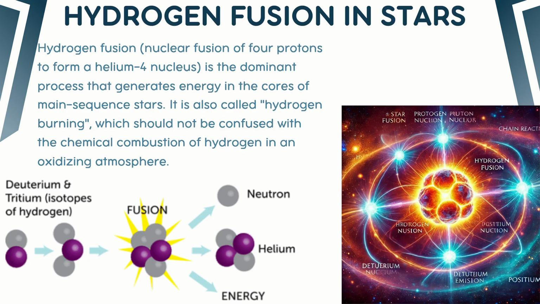A key example of fusion is hydrogen fusion in stars. Inside the core of stars, hydrogen nuclei undergo fusion to form helium. This process, also known as hydrogen burning, is responsible for the immense energy output of stars like the sun. The fusion of four protons forms a helium-4 nucleus, releasing a huge amount of energy in the form of light and heat.